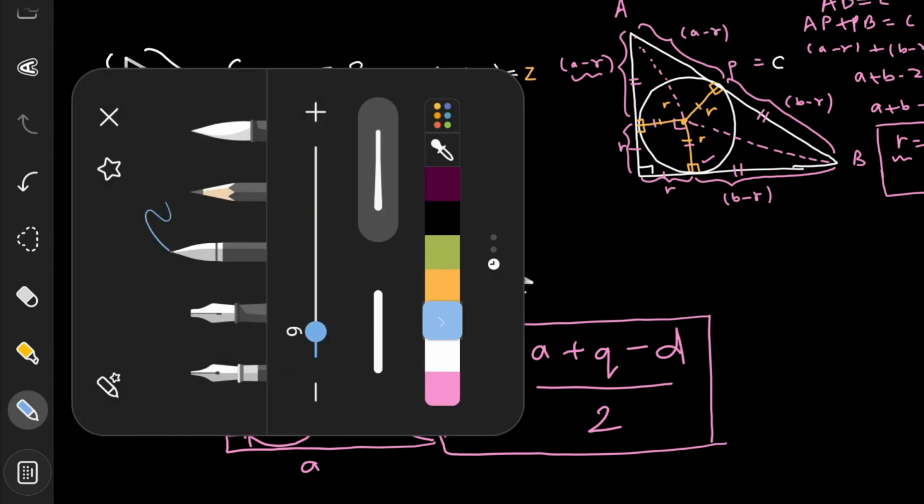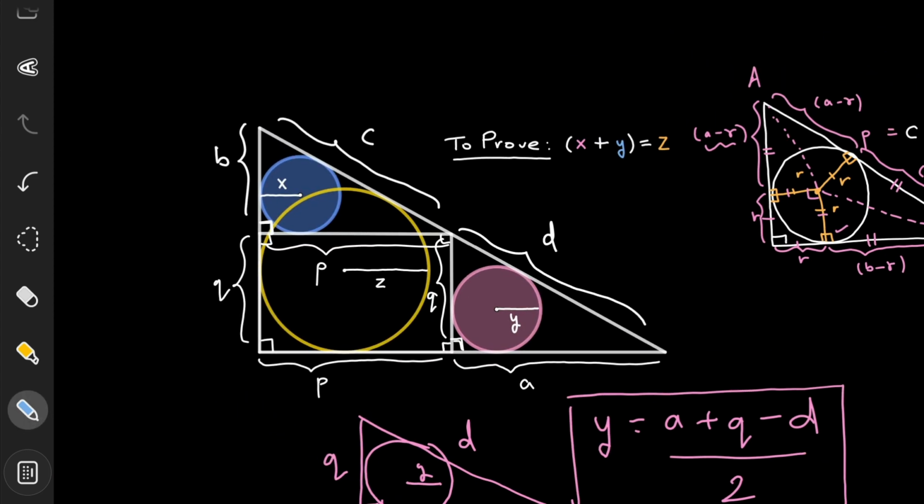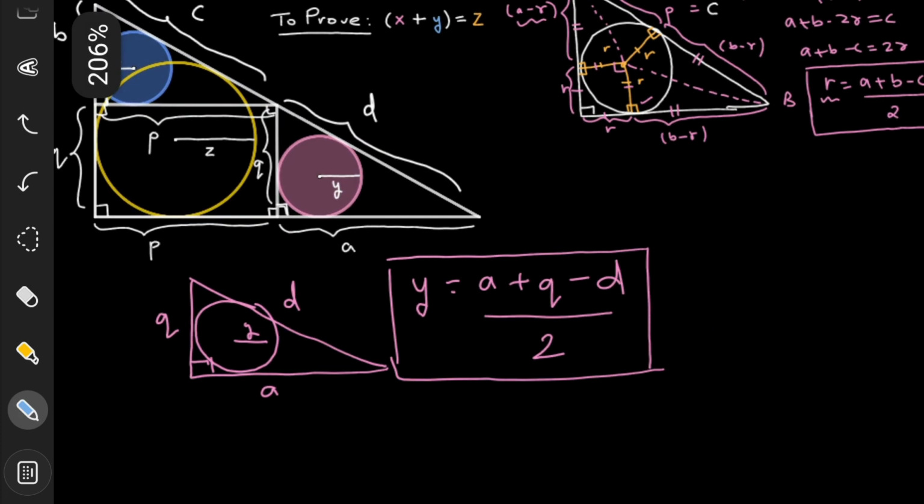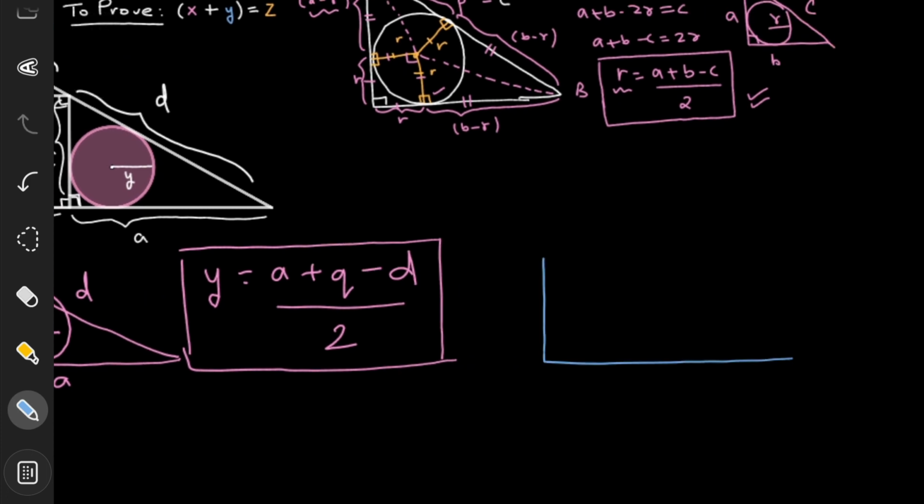Now let us take the other right angle triangle in which we have a circle, and that is present on the top. The blue circle is very nicely placed inside this particular right angle triangle. So the right angle triangle that we have now is like this way. We have the right angle triangle.